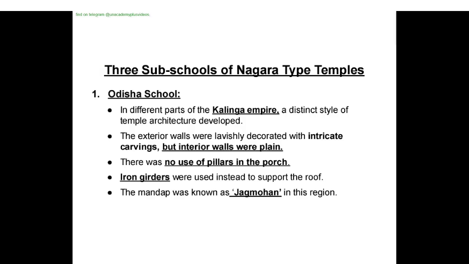Moving on. Three sub-schools of Nagara type temples. Odisha school. In different parts of the Kalinga Empire, a distinct style of temple architecture developed. The exterior walls were lavishly decorated with intricate carvings, but the interior walls were plain. Odisha temple, Kalinga Empire, Odisha. Exterior walls decorated, interior walls plain.